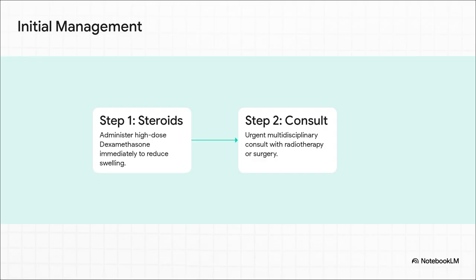So what do you do the second you even suspect this? You have to move. First thing right away is high-dose dexamethasone. That's to shrink the swelling around the spinal cord and buy you some time. It's step 1, no delays. And at the same exact time, not after, simultaneously, you're on the phone getting an urgent consult. This is a team sport. You need radiotherapy or surgery, and you need them involved like yesterday.